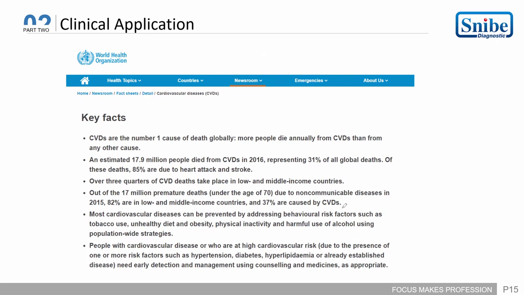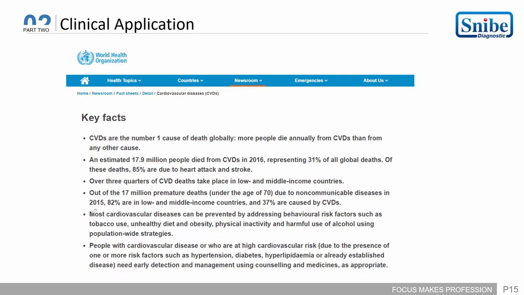Most cardiovascular diseases can be prevented by addressing behavioral risk factors such as smoking, unhealthy diet, obesity, and physical inactivity. That's why these days doctors recommend that a 30 minute brisk walk is enough to keep you healthy for a longer period. The harmful use of alcohol can be addressed using population-wide strategies, and these are among the most important behavioral risk factors.